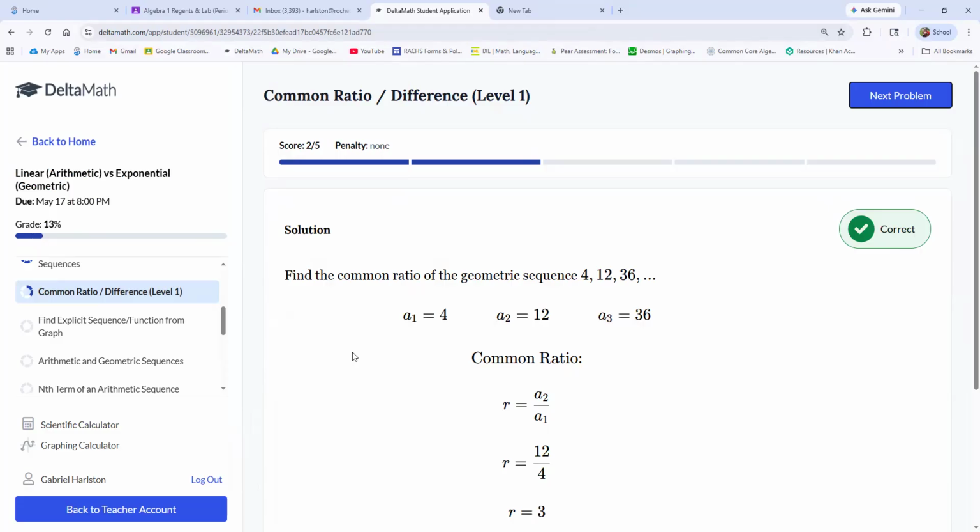Arithmetic sequences and geometric sequences are very similar to what we were doing with linear functions versus exponential functions. Arithmetic sequences are a subset of linear functions, and geometric sequences are a subset of exponential functions. But they're very specific, only whole number inputs. All right, I'm going to stop and I'm going to post this.